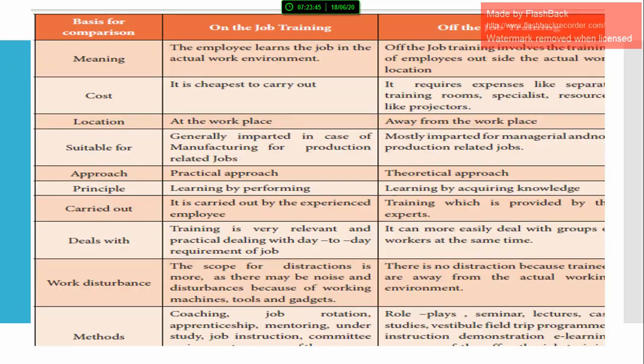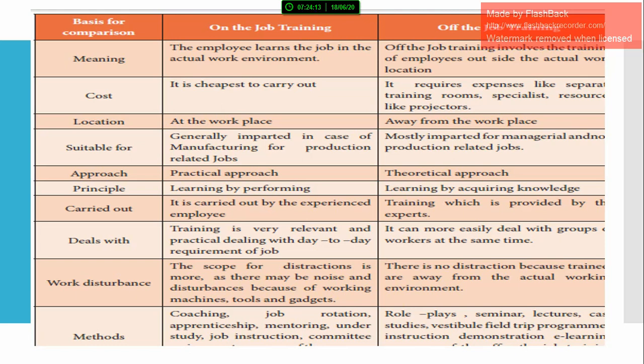Okay, and now we are going to discuss the difference between on the job training and off the job training. What is the meaning? If the employee learns the job in the actual work environment, that is on the job training. Off the job training means they are away from the workplace, in a different environment. They are going to learn the job there. That is off the job training.